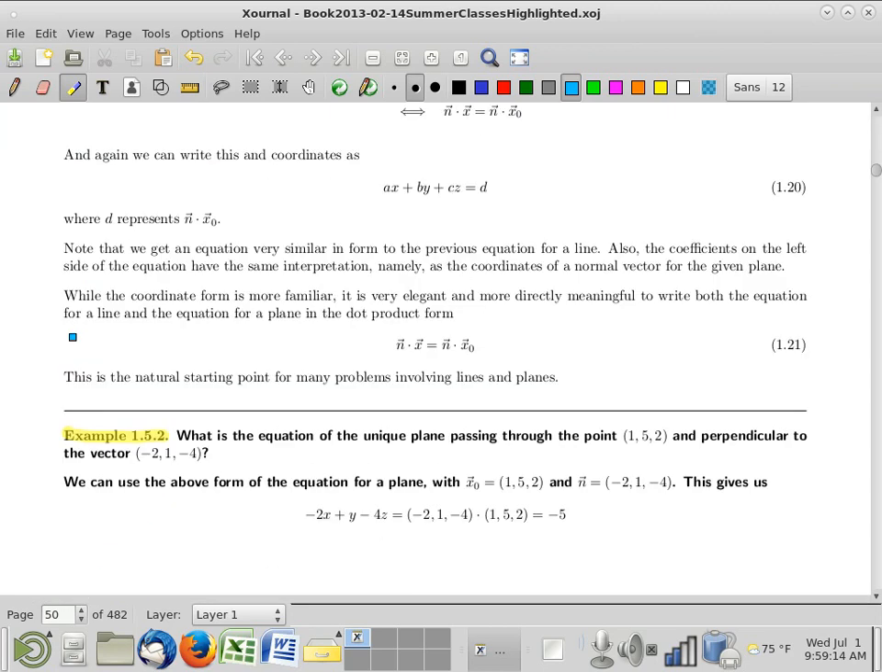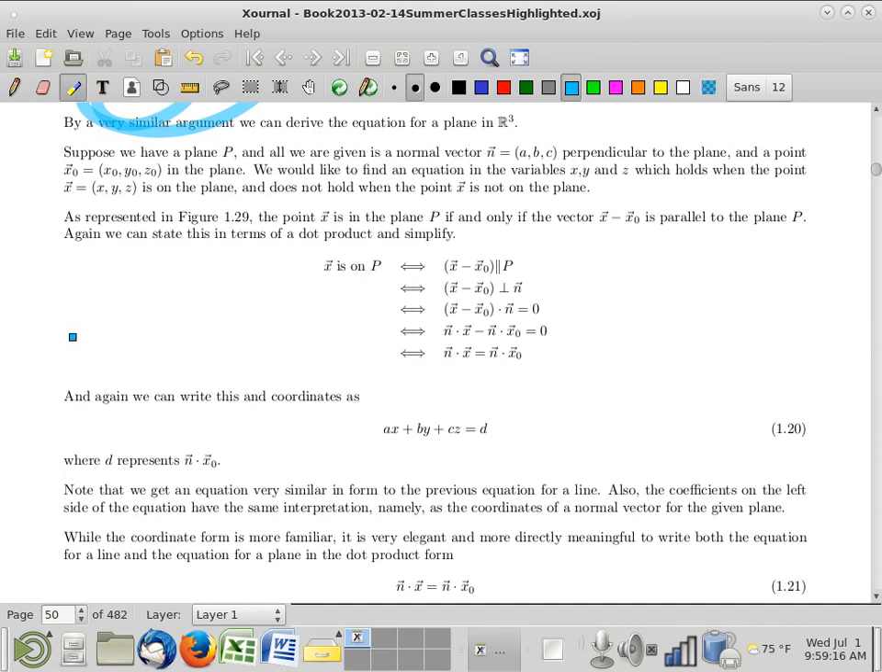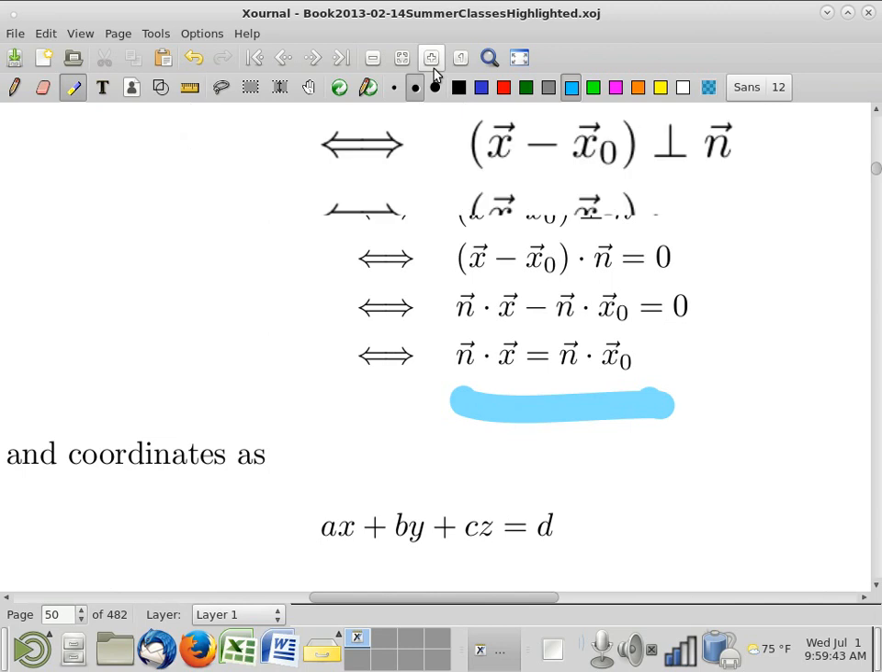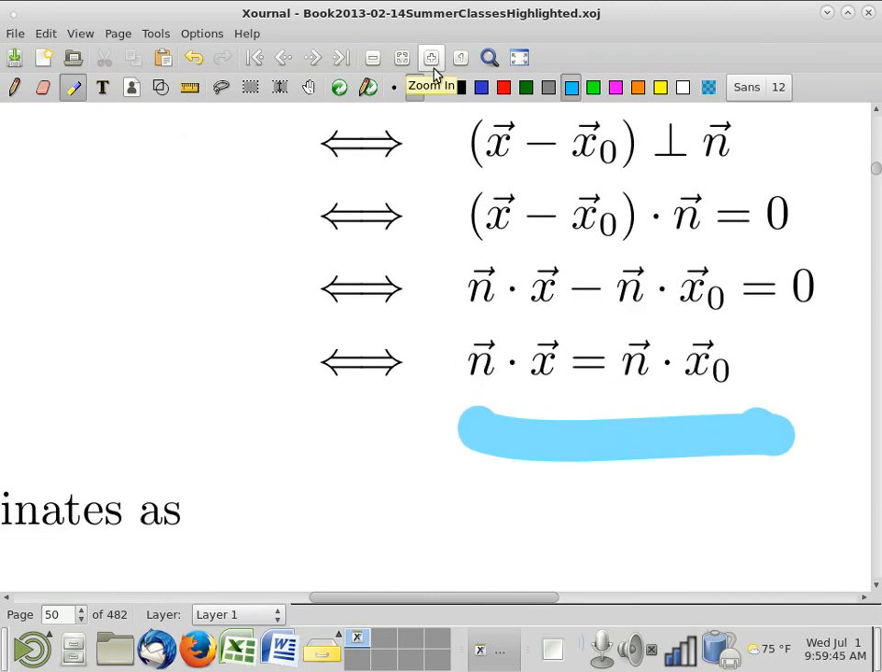So here's the algebra. It's on the plane if the difference is parallel to the plane, aka the difference is perpendicular to the normal vector, and then here it picks up in the same way. Perpendicular means the dot product is equal to 0. You can take this dot product and distribute and move around, etc., and you end up with what looks like, in fact, exactly the same equation that we had for lines in R2. It really does look the same. N dot x equals n dot x naught.